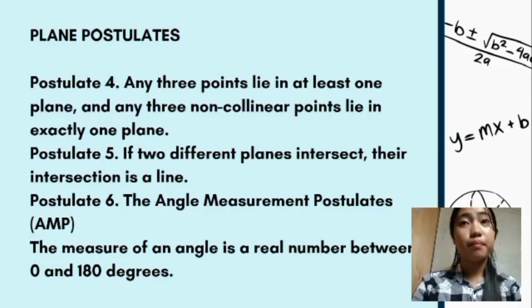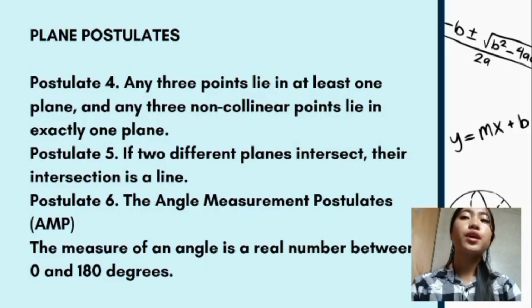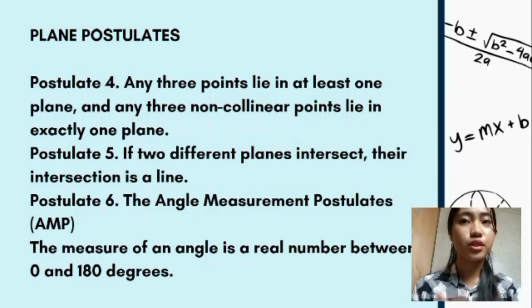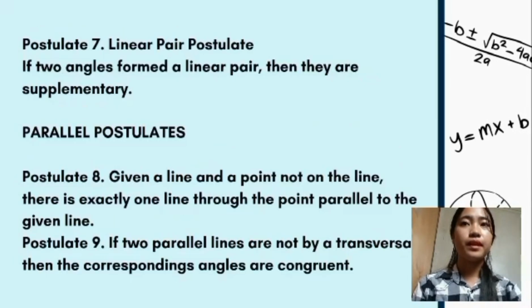Now let's proceed to the plane postulates, which talk about planes. Postulate 4: any three points lie in at least one plane, and any three non-collinear points lie in exactly one plane. Postulate 5: if two different planes intersect, their intersection is a line. Postulate 6, the angle measurement postulate, or AMP, states that the measure of an angle is a real number between 0 and 180 degrees. Postulate 7, the linear pair postulate, states that if two angles form a linear pair, then they are supplementary.